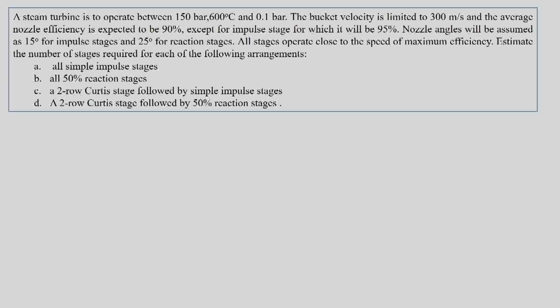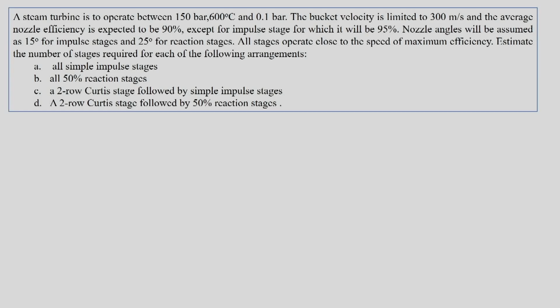We will move ahead to the next example, which states that a steam turbine is to operate between 150 bar 600 degrees Celsius and 0.1 bar. The bucket velocity is limited to 300 meters per second. Average nozzle efficiency is expected to be 90%, except for impulse stage, for which it will be 95%. Nozzle angles will be assumed as 15 degree for impulse stage and 25 degree for reaction stages. All stages operate close to speed of maximum efficiency.